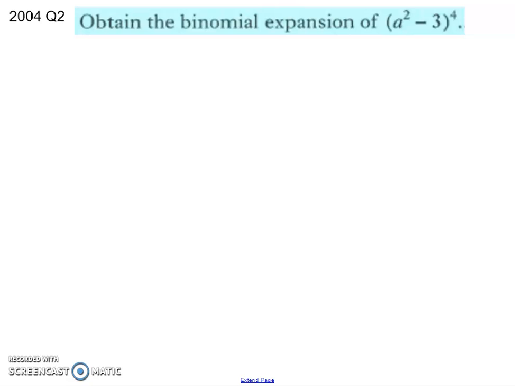Here we're going to look at the 2004 Advanced Higher Paper question 2. It asks us to obtain the binomial expansion of (a squared minus 3) all to the power of 4. Now remember, binomial expansion is the sum from r equals 0 to n of nCr times x to the power of n minus r, y to the power of r.